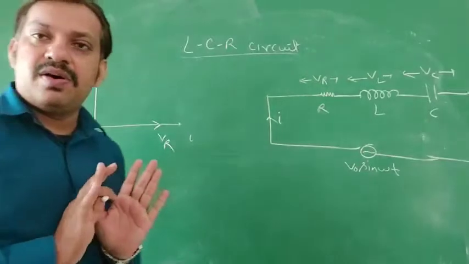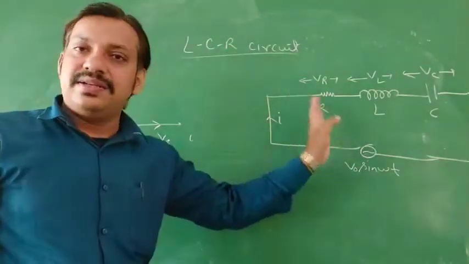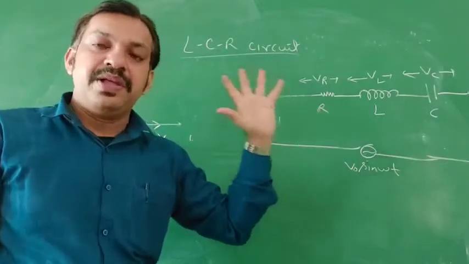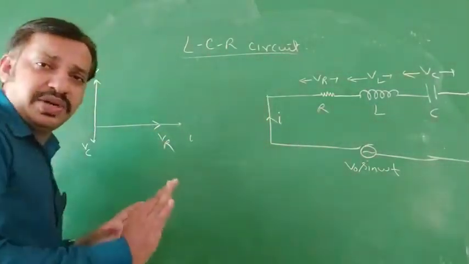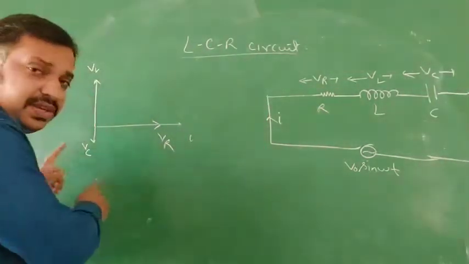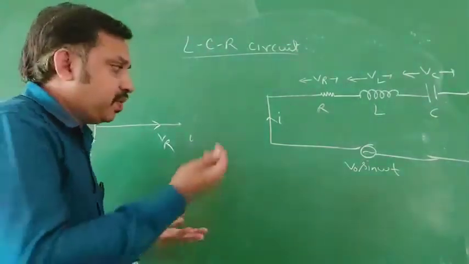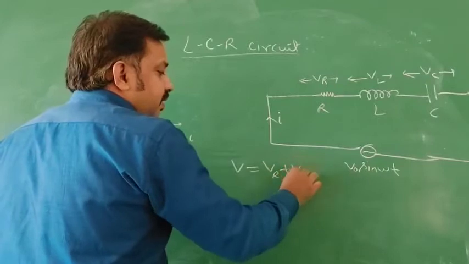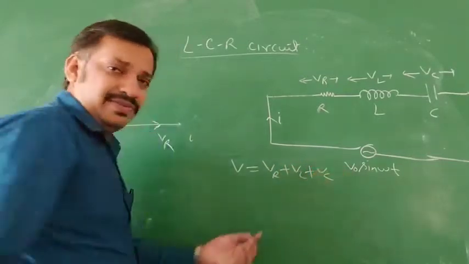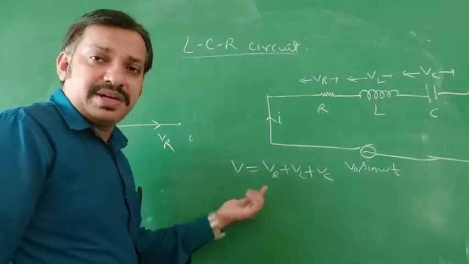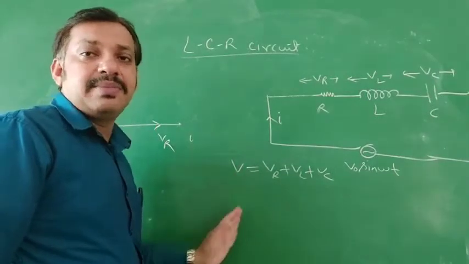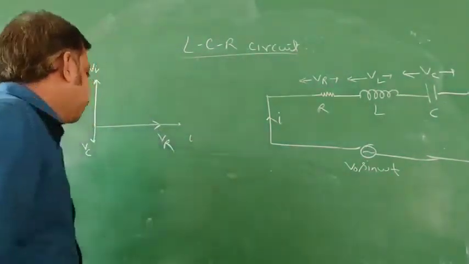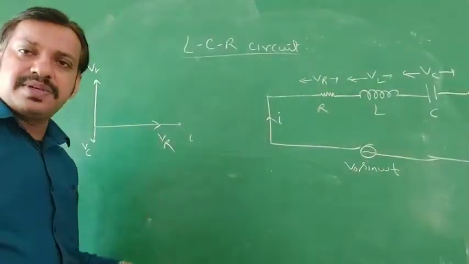This is the phasor of the LCR circuit, when R, L, C are connected in series combination. Now we have the three voltages, VR, VL and VC, and we have to take the vector sum, because in the series combination V is equal to VR plus VL plus VC. For DC you can take the simple sum, but here, because it is alternating, we have to take the vector sum. So three vectors are there and we have to take the vector sum.